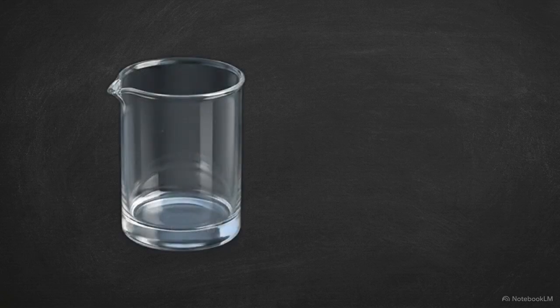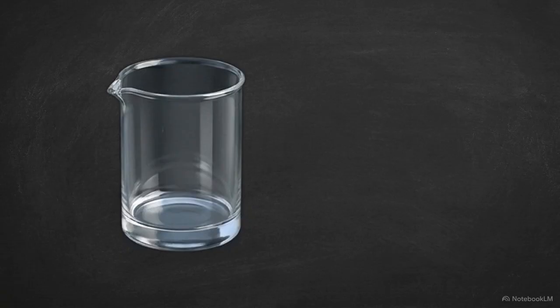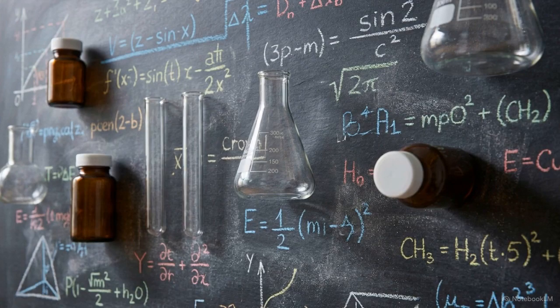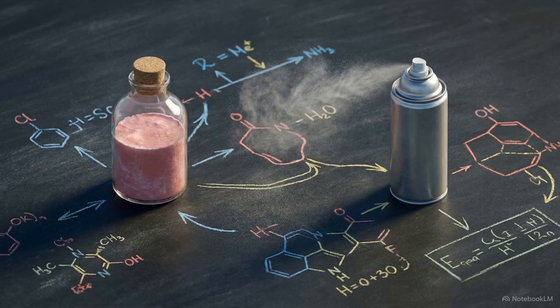A disperse system is a binary arrangement. It consists of a discrete component, known as the dispersed phase, distributed uniformly throughout a second component, the continuous phase. These systems span a vast physical scale. On the smallest end, you have true colloidal dispersions, like surfactant micelles, measuring between 1 nanometer and 1 micrometer. Scale up past 1 micrometer, and you reach coarse dispersions, like pharmaceutical suspensions and aerosols.